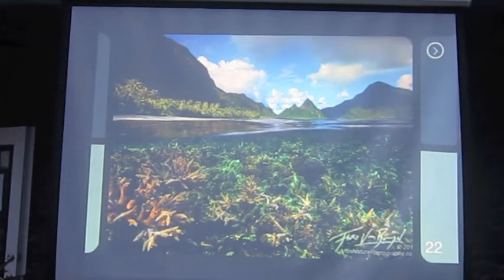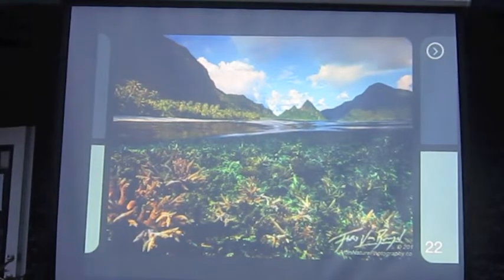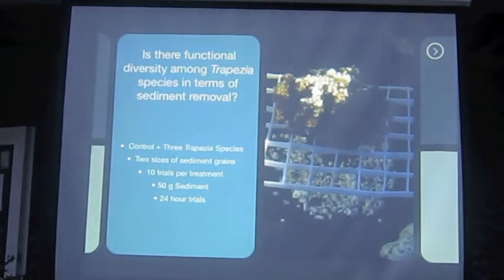It's too shallow to dive, but it's wonderful to conduct ecological research in because you can just reach in and move things around. It's hyper diverse, it's exquisite, and cheap. And so my question was, is there functional diversity among Trapezia in terms of their sediment removal?